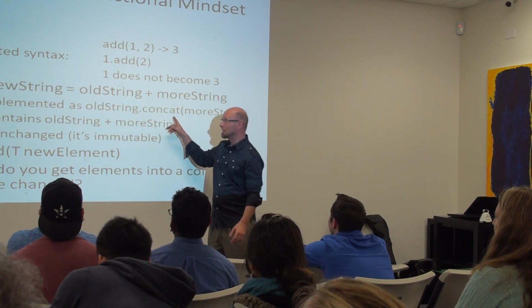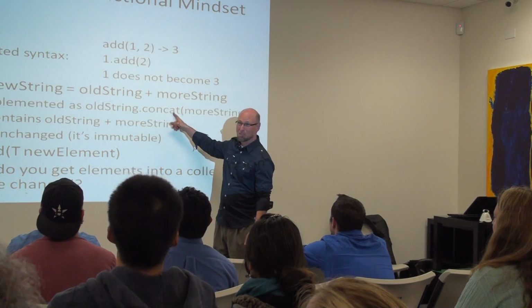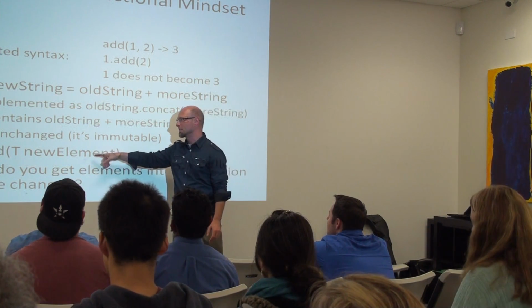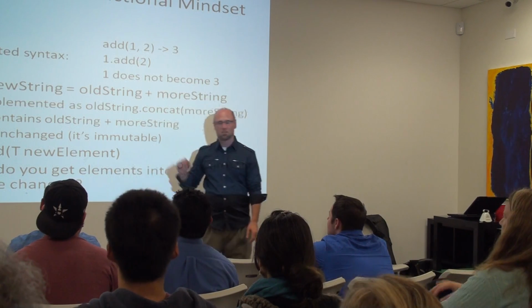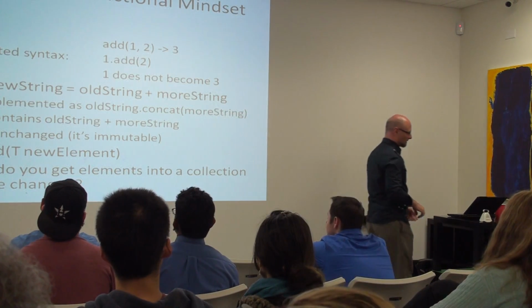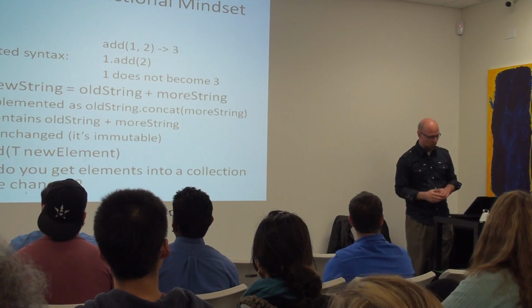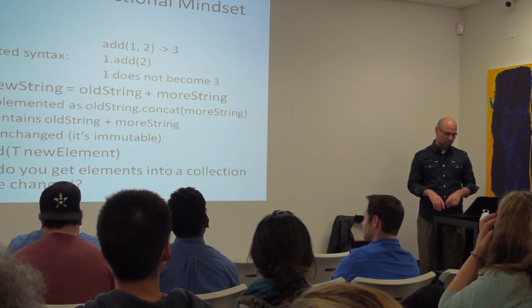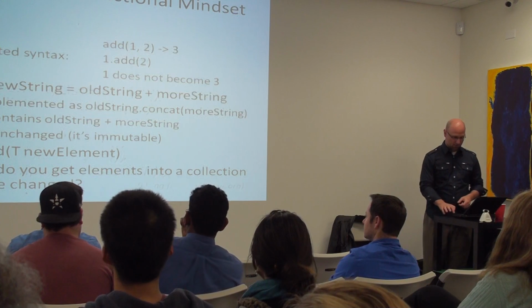It could be implemented as... It isn't. It's implemented as a string buffer with a pin, and in this case, it is add, and it does change the list. So the language is still confused. So back to the question. The question is how do you get elements into a collection that can't be changed?